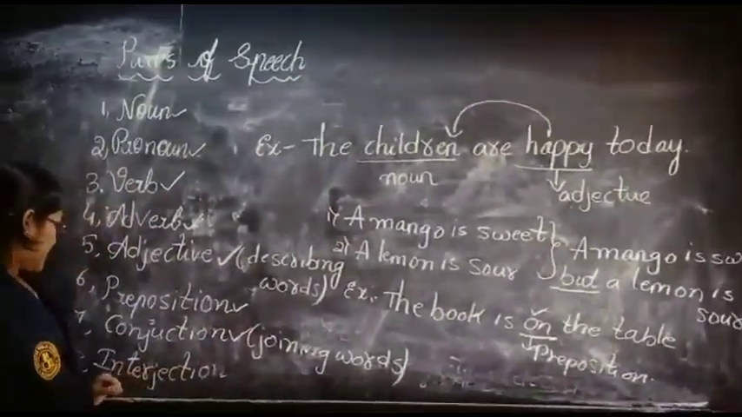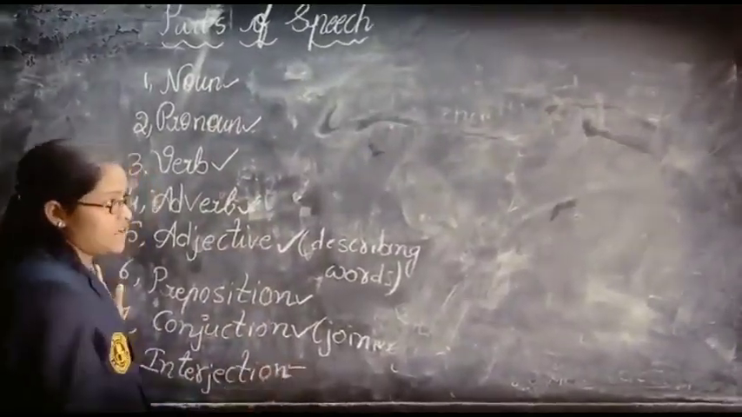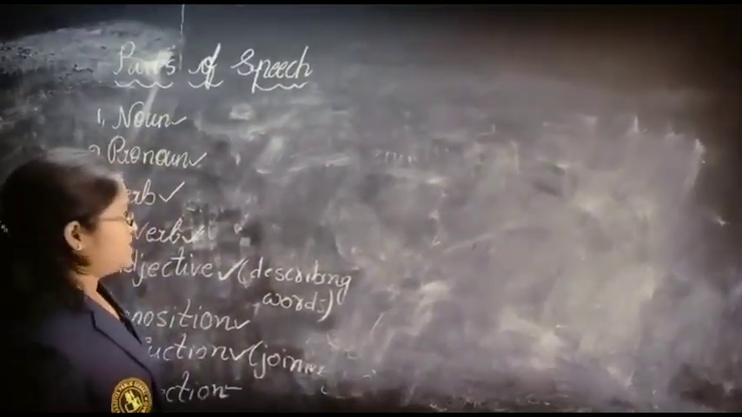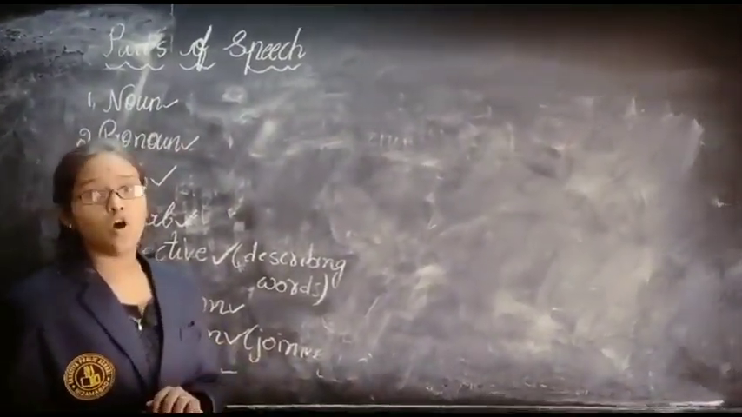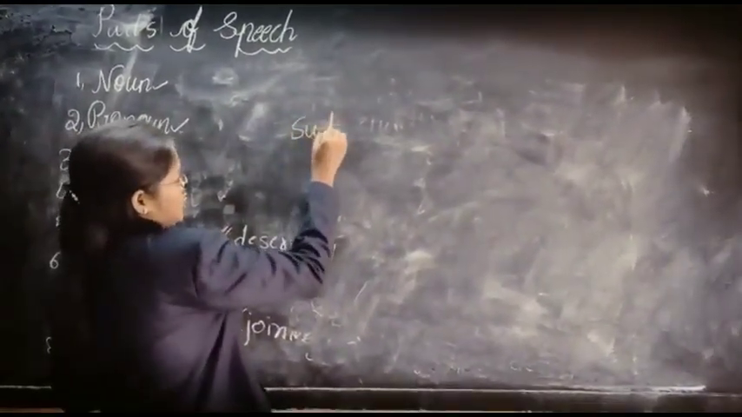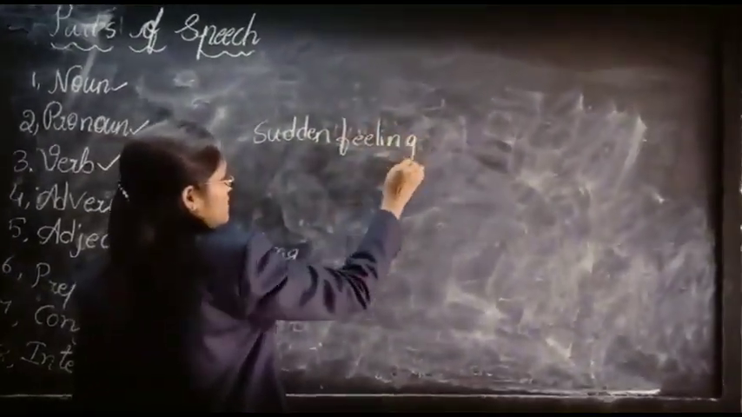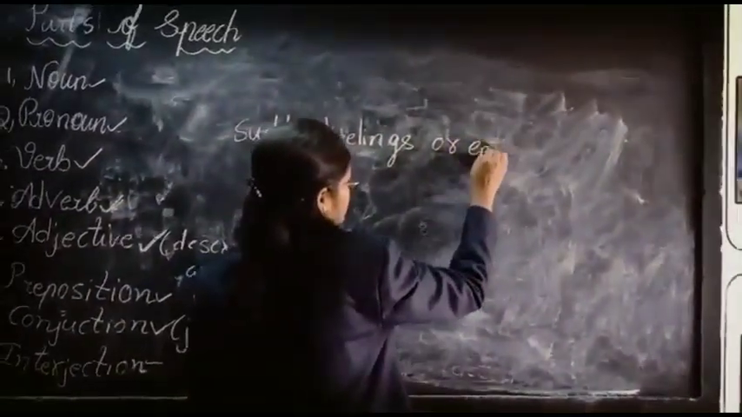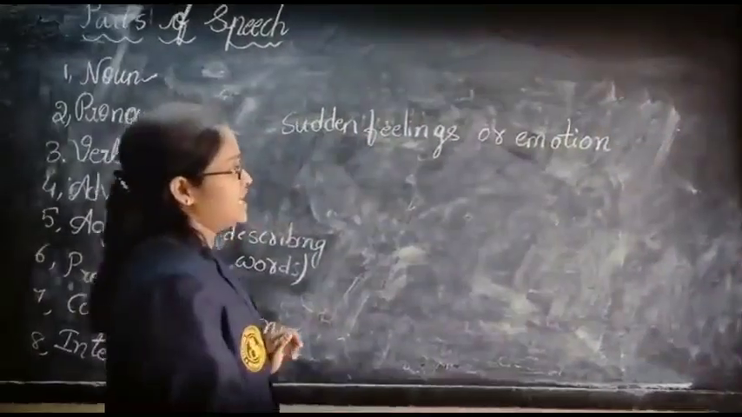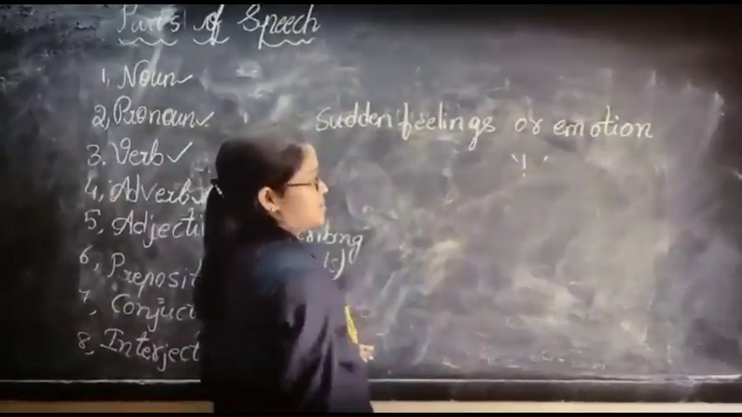Coming to the next one, interjection. Our last topic is about interjection. Interjection is nothing but words which express sudden feelings or emotions. This type of sentence will end with an exclamation mark.